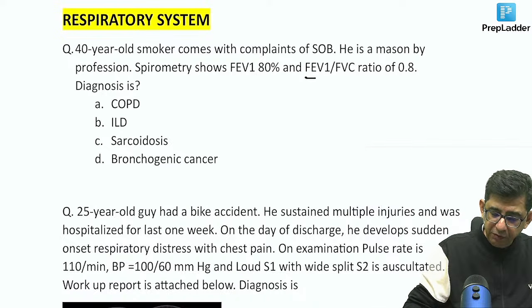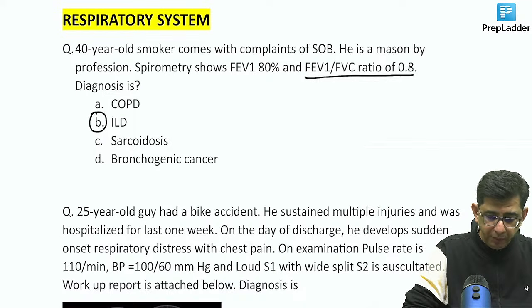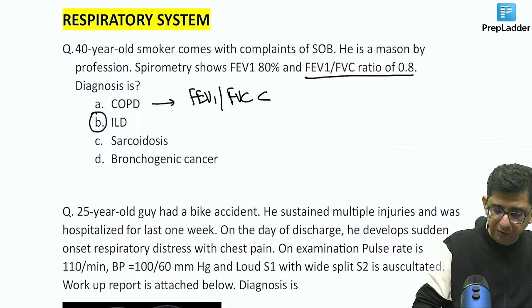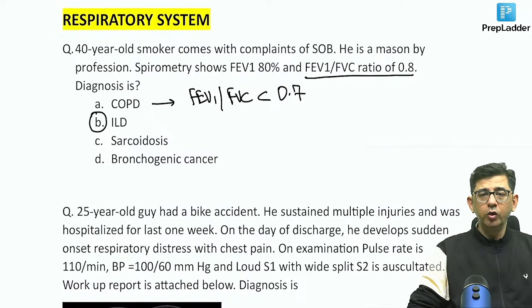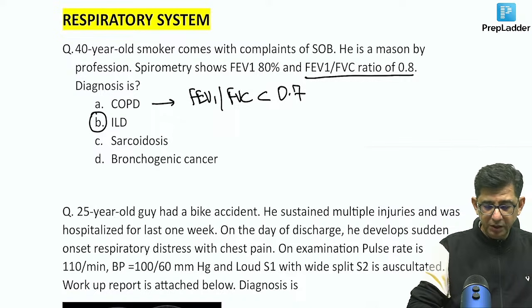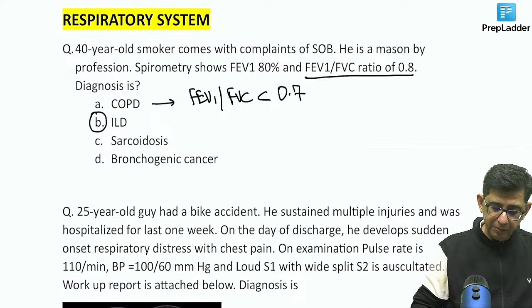The FEV1/FVC ratio of the patient is 0.8, so the answer in this case would be interstitial lung disease. To diagnose COPD, the FEV1/FVC ratio in the question should be less than 0.7. So we will not go by cigarette smoking or by construction worker. It is the FEV1/FVC ratio that helps in diagnosis in this patient. The answer to this question is option B.